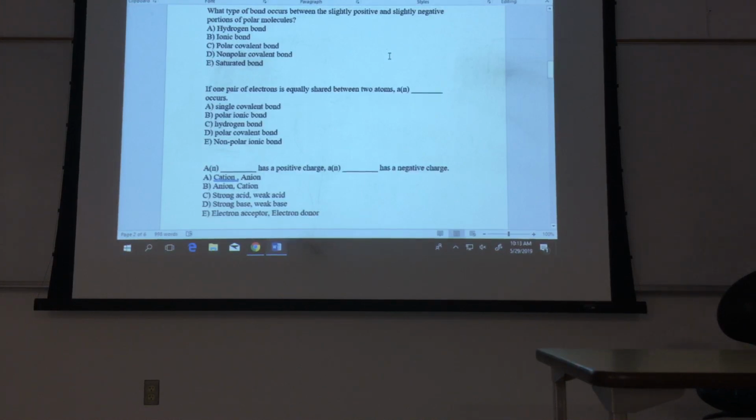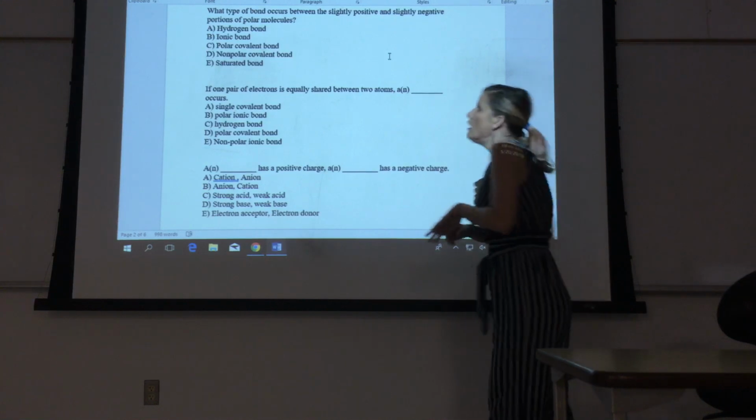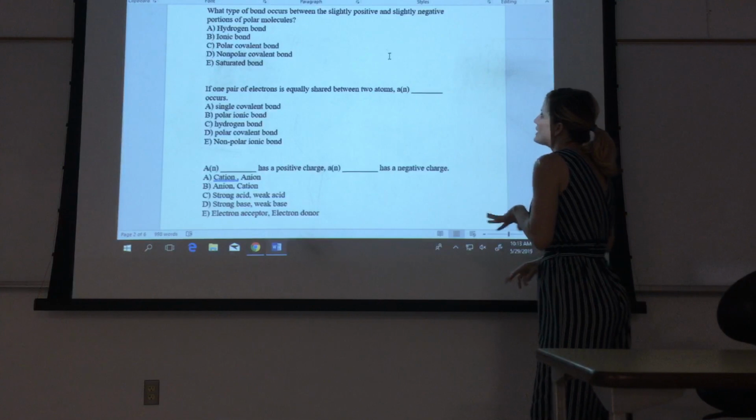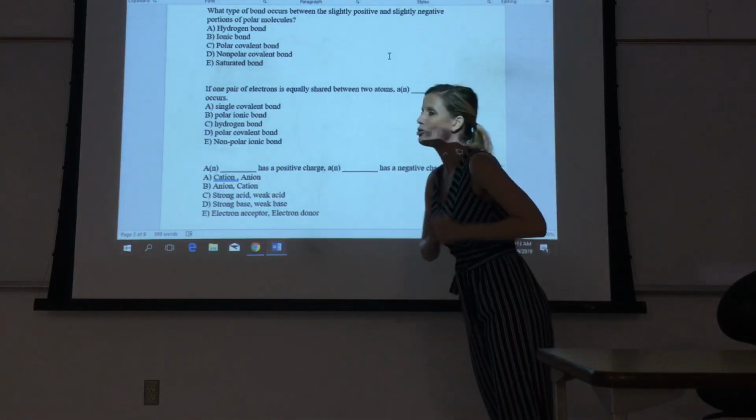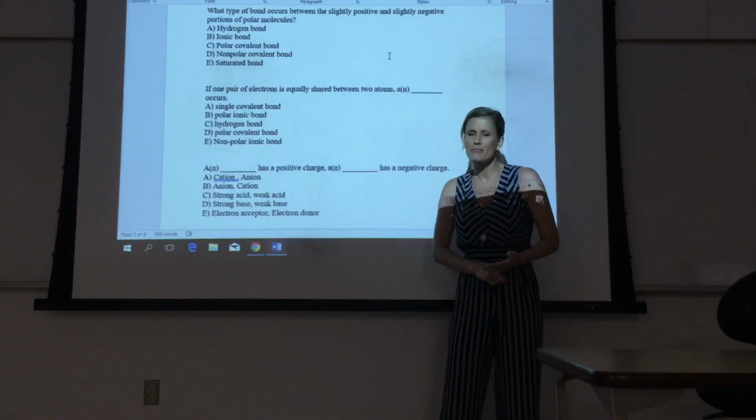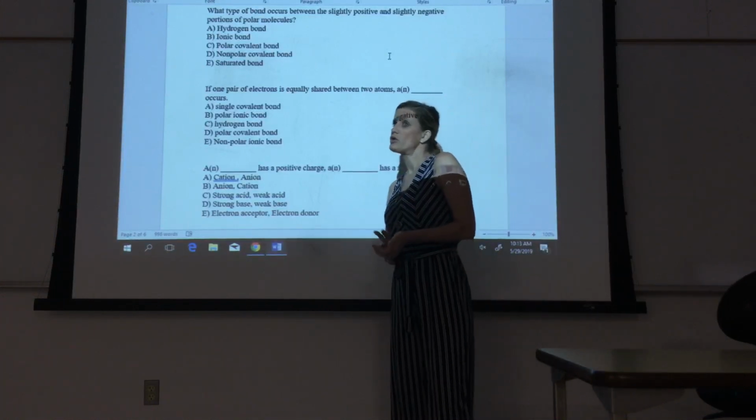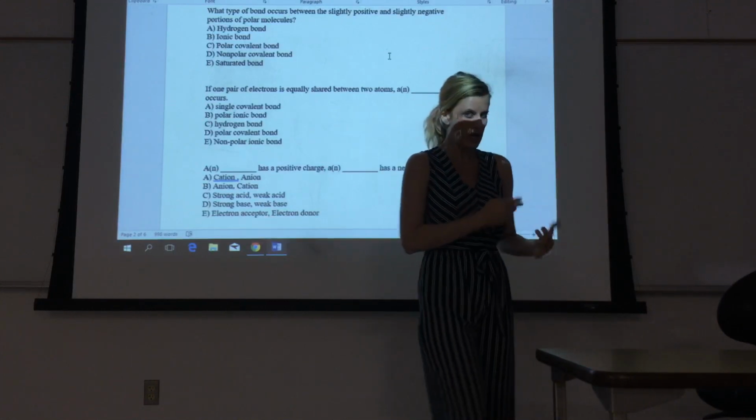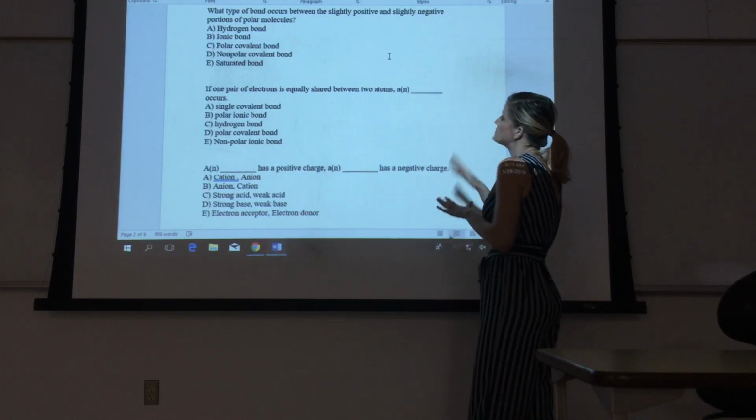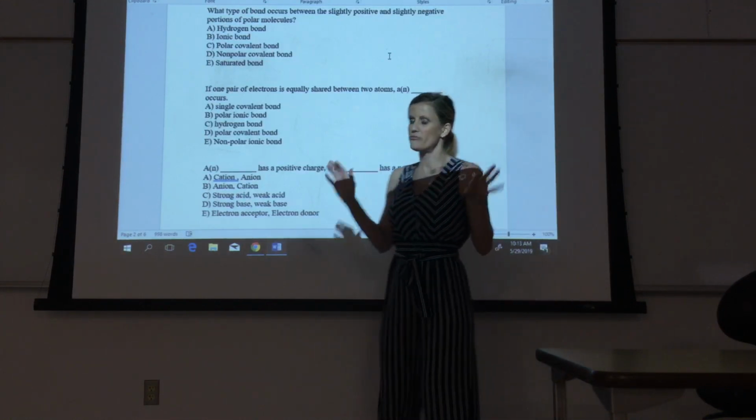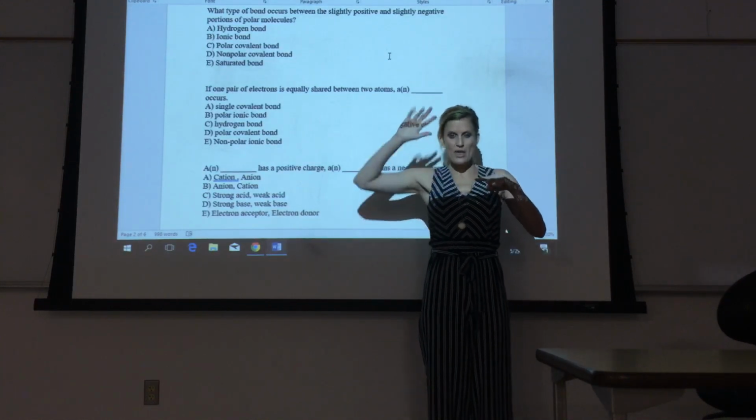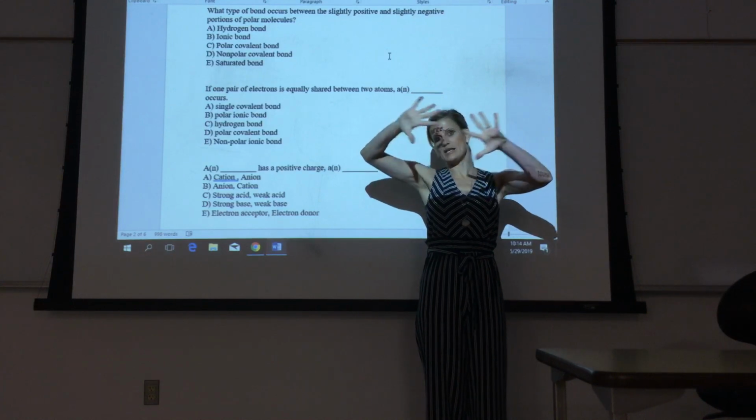Okay, so now it looks like we're getting into bonds. What type of bond occurs between the slightly positive and slightly negative portions of polar molecules? So we talked about all different types of bonds, right? We talked about ionic bonds, we talked about different types of covalent bonds, we talked about hydrogen bonds. So this is talking about bonds between the slightly positive and slightly negative portions of polar molecules. So in this case, we don't have two atoms joining together. We have two big molecules that have a slight attraction.